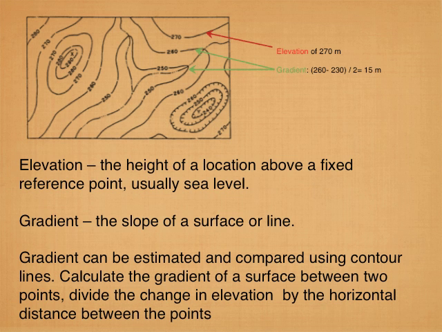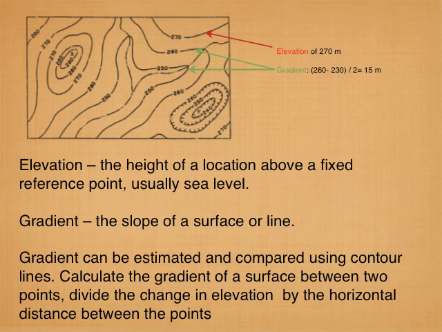Elevation, if you don't know, is the height of the location. It's usually in reference to a fixed location, and it's always above sea level, because we don't usually do elevation below sea level, then we just do distance below sea level. So elevation has to do with how high off of the sea level mark it is.